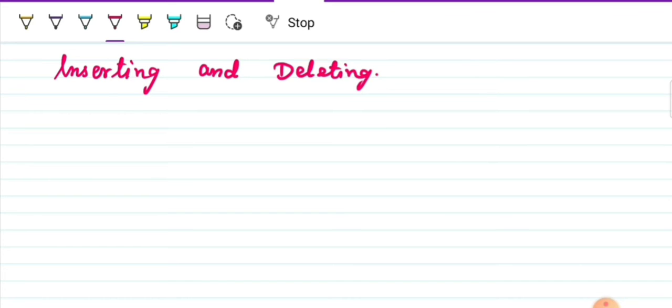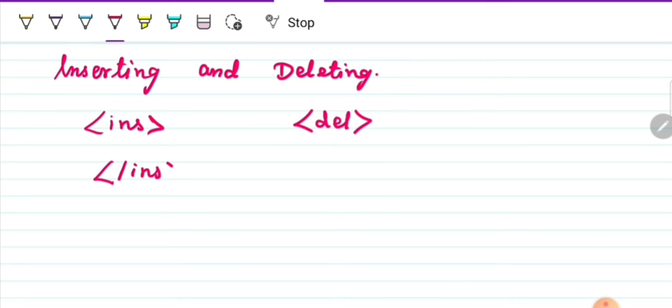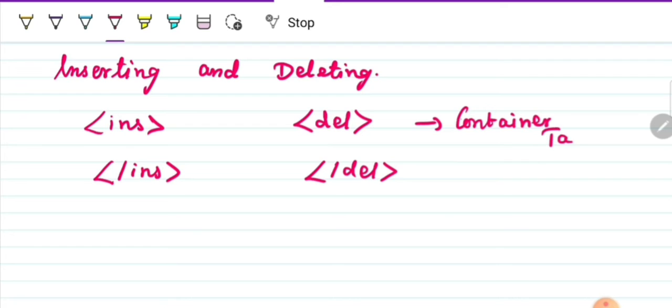So the tag used for the purpose of inserting is this tag, and for deleting you have the DEL tag. Actually what this is going to do, we can discuss now. Before that, these two are again container tags, so each is going to have a closing tag. Container tag means it will have an opening and a closing.